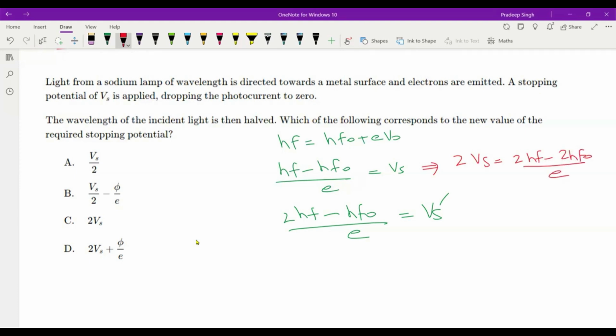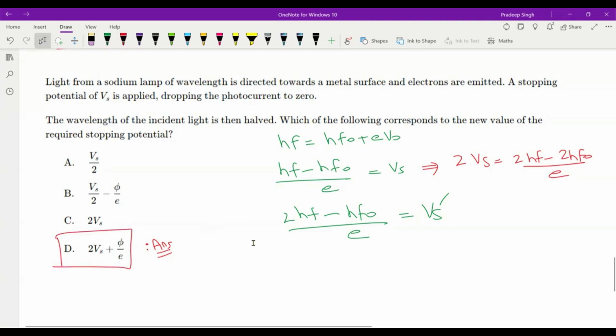Now, if we add phi by E to it, B is actually the right answer. Anishka and Ahan, just check mathematically. Yeah, I was getting the same. Yeah, sir. So 2Vs plus phi by E is the answer.